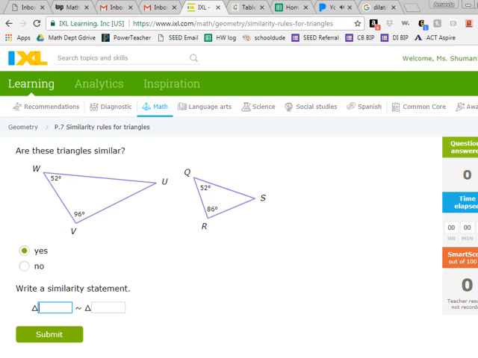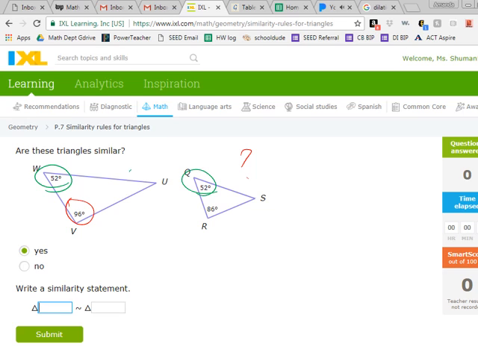The first one we're going to look at is P7. They want to know, are these triangles similar or not? Well, let's first take a look at each of the triangles. 96. Is there a 96 anywhere on this triangle? So I see this is 96. Is there one over here? I don't see one. Well, is there a 52? I see a 52. There is a 52 over here.